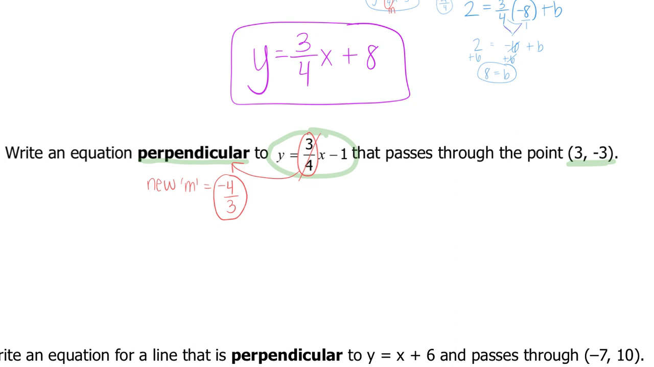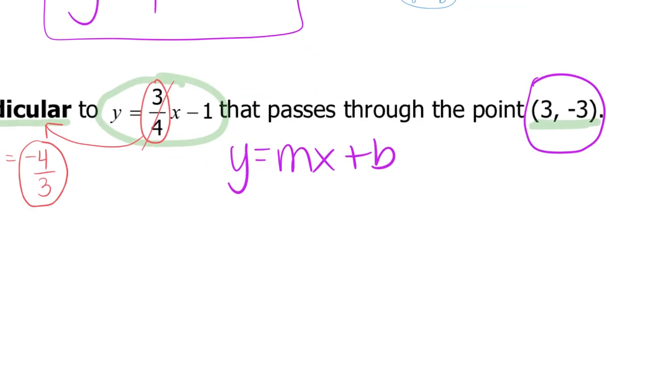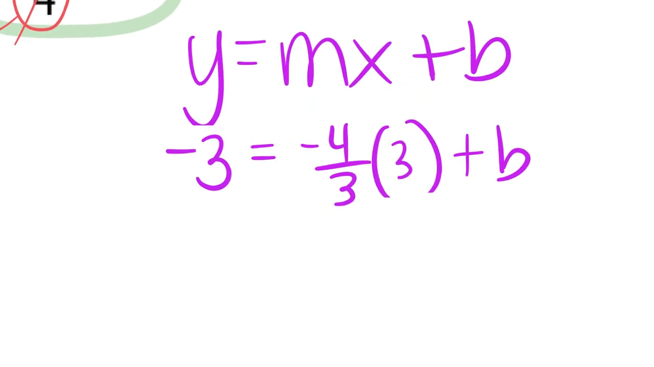So we're still going to use this point that they gave us, and we're going to plug it into slope-intercept. So y equals mx plus b. I'm going to start plugging in all the numbers. So y is -3, so that's going to go here. Our slope is -4/3, and then the x was +3. So there's your setup, and then we can go ahead and multiply this out.